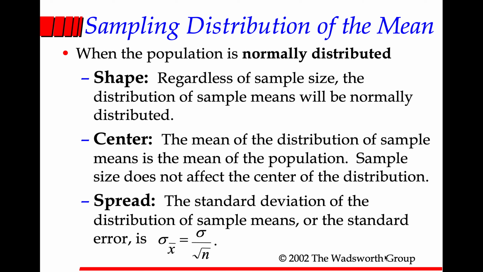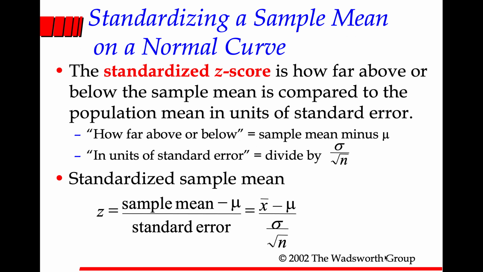Okay, when the population is normally distributed, so basically, if we define shape, regardless of the sample size, the distribution of the sample means will be normally distributed. So this is a really important criterion if, let's say, the population is normally distributed, right? So next one is center, meaning that the mean of the distribution of sample means is the mean of the population, meaning that sample size doesn't affect the center of the distribution. And next one is spread, which is the standard deviation of the distribution of sample means, or the standard error, is defined as such.